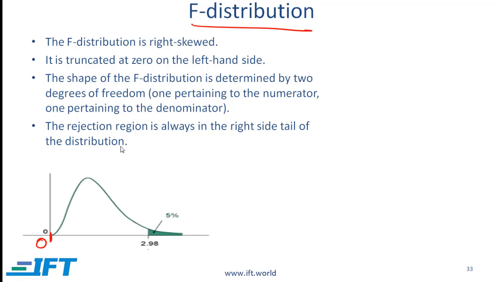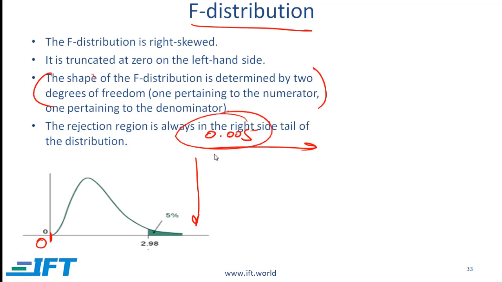If you look at an F table, you will see degrees of freedom in the top row and degrees of freedom in a column. That's because you need 2 degrees of freedom. And in an F table, right up front, you will be told that this table is for a certain probability, and that might be, say, 0.005, just as an example. So for every probability, there will be a different table.